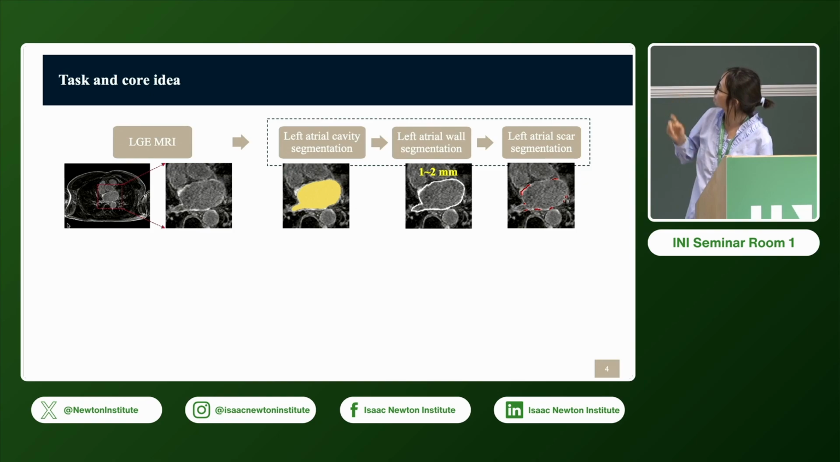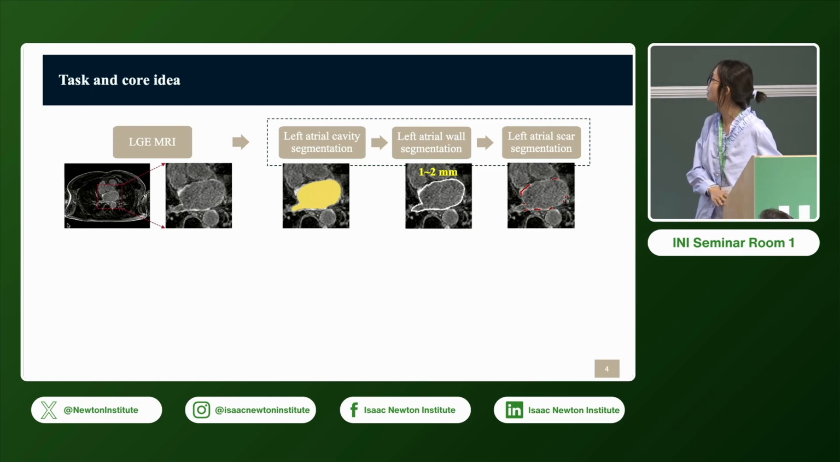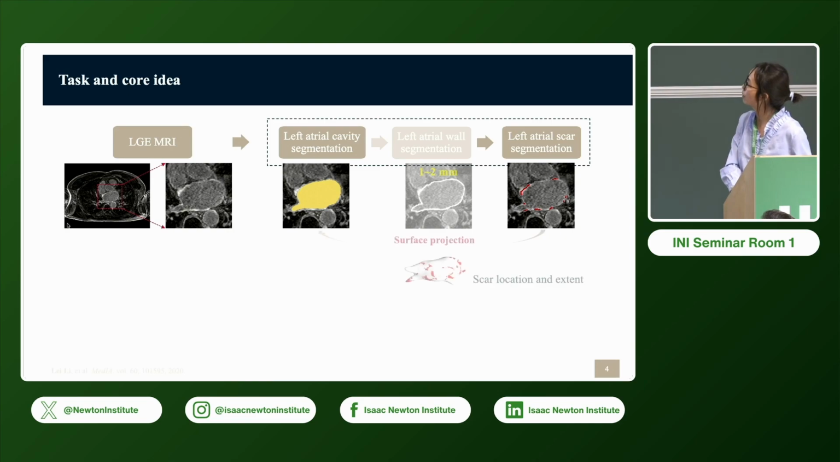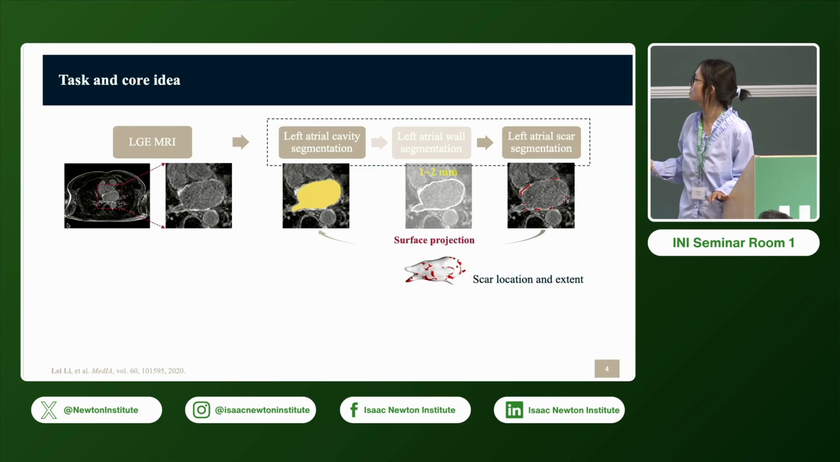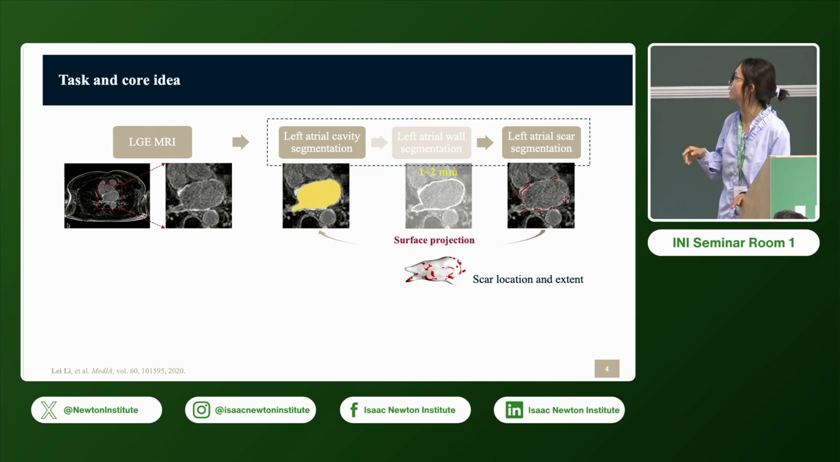However, the scar segmentation is very challenging because, as we know, the wall is quite thin, only about 1 to 2 millimeters. And the idea I proposed is: why not skip the segmentation of the wall, and directly project the scar onto the left atrial surface?